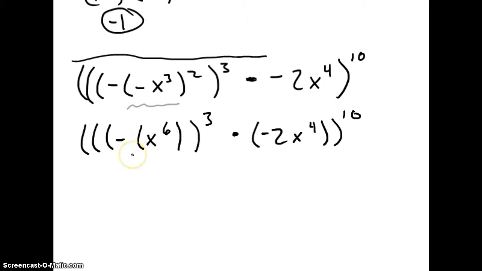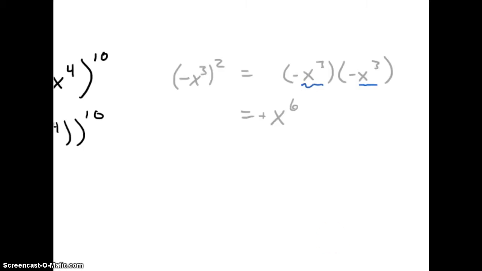This set of parentheses isn't really necessary. I can just erase those. Now, a lot of people, when they see a power like this, think, oh, I'm raising this whole quantity to a power, so this must automatically become positive, and it's not the case here.